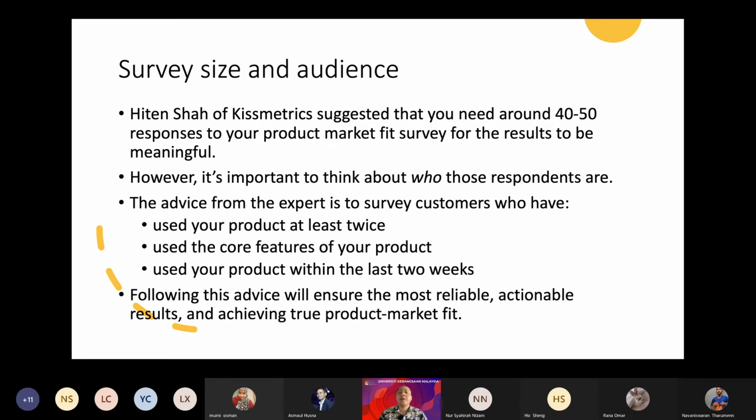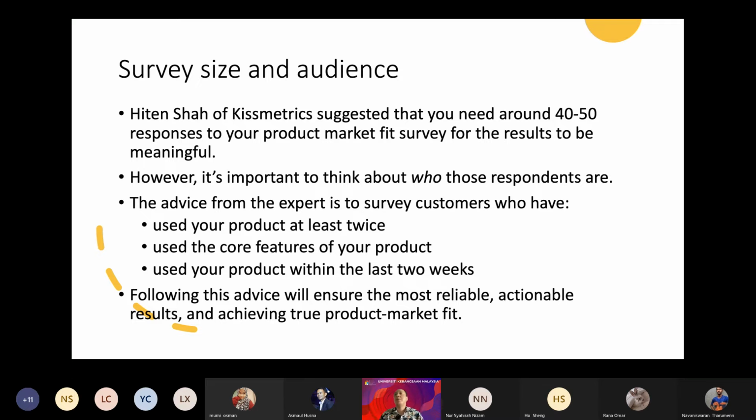and it will benefit the target group. Okay, so the advice from the expert is to survey customers who have used your product at least twice, used the core features of your product, or used your product within the last 2 weeks. This is an important question. If you already have your product available in the market, then you can use this question as well. You ask, have you tried this? You just mention your product. If they say no, it's not that they don't like your product, it's because they never heard about it. Then they could benefit from your product as well. Following this advice will ensure the most reliable, actionable result and achieving true product market fit.